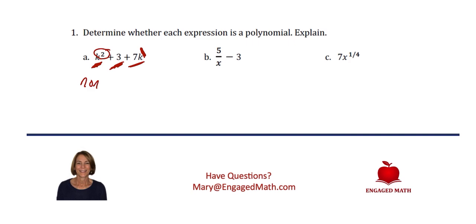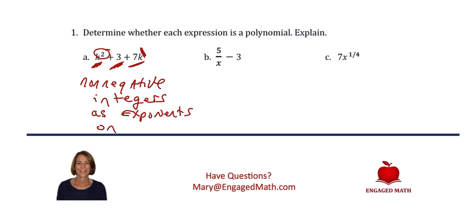So one way to say that is that the exponents on the variables have to be non-negative integers, which basically means 0, 1, 2, 3, and so forth. So non-negative integers as exponents on variables. Okay, so 1a is yes, a polynomial because it fits all the criteria.